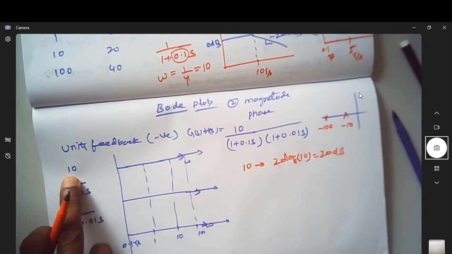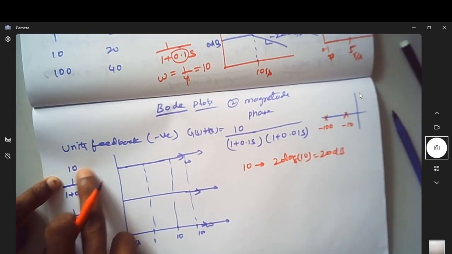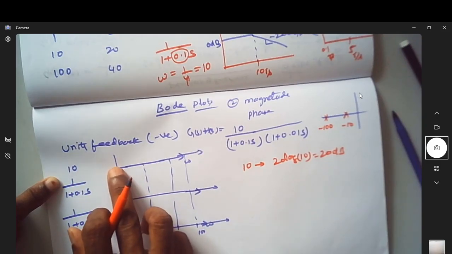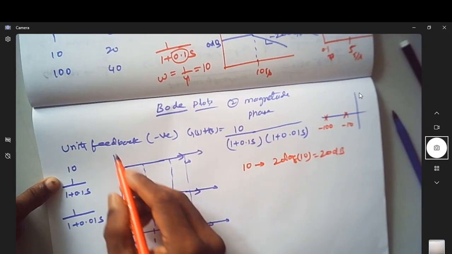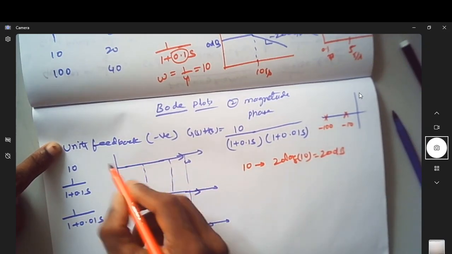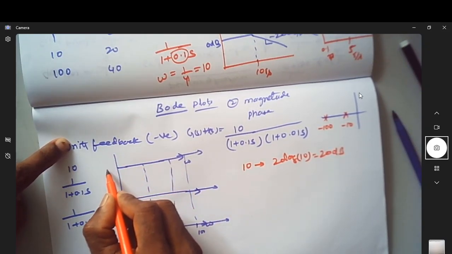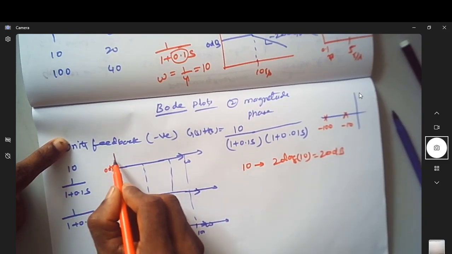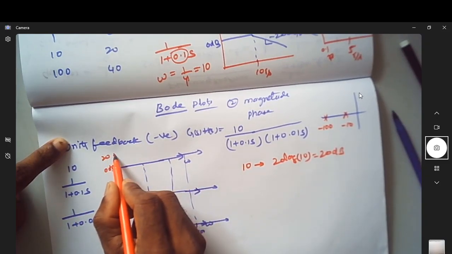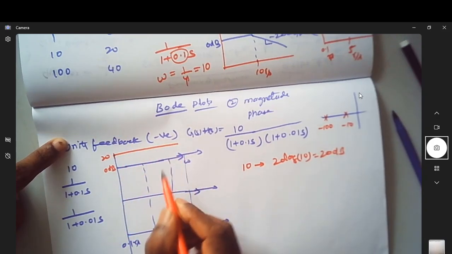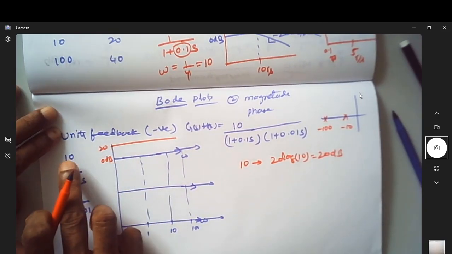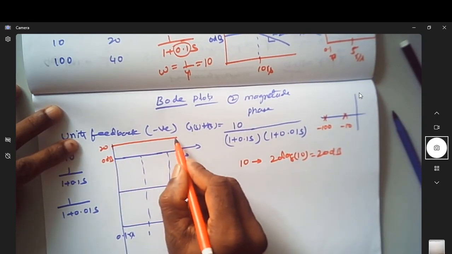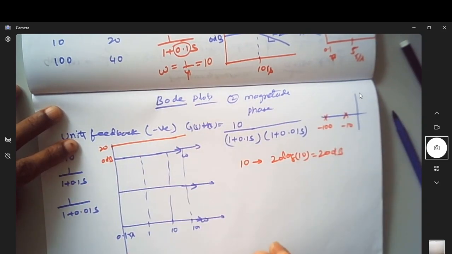Now, this is a constant term and there is no omega involved in this. So for values of omega starting from 0.1, 1, 10, 100, the magnitude remains the same at 20 dB. If I consider this as 0 dB, and this comes out to be 20 dB, is it not a constant line? This is the magnitude of 10, which is equal to 20 dB. It is independent of frequency. It is a constant value.